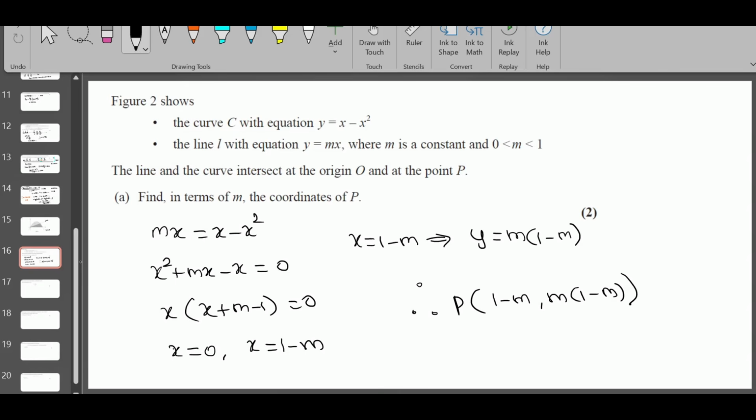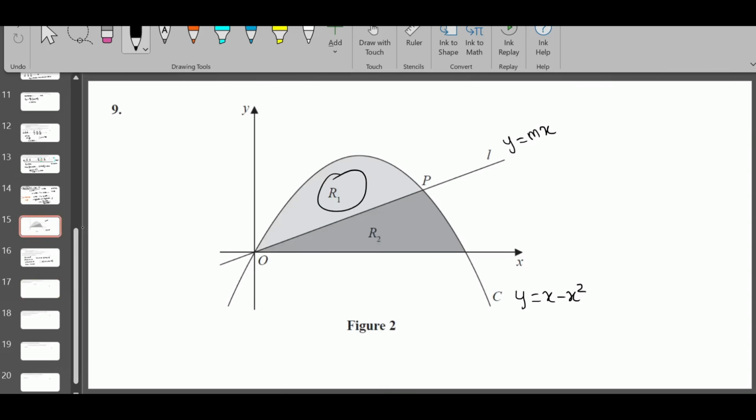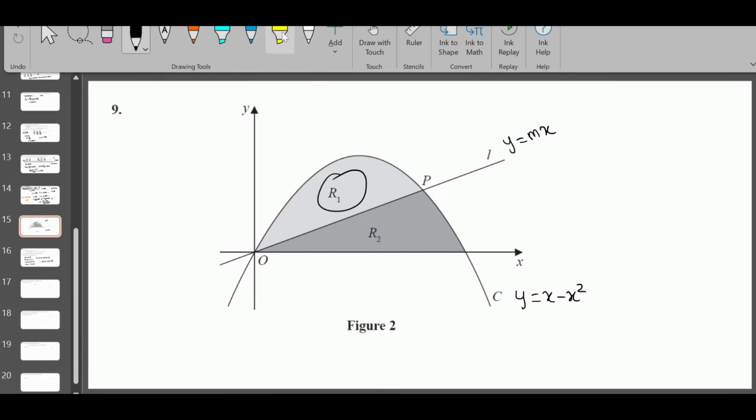It's a 2-mark question. Part B. The region R1 shown shaded in the figure is bounded by the curve and L. Show that the area is this. How do we find this area? When you find the area below the curve from 0 to P, you will get the whole area till here. When you integrate the curve from 0 to P, and when you integrate the straight line, you will get the area below the straight line.